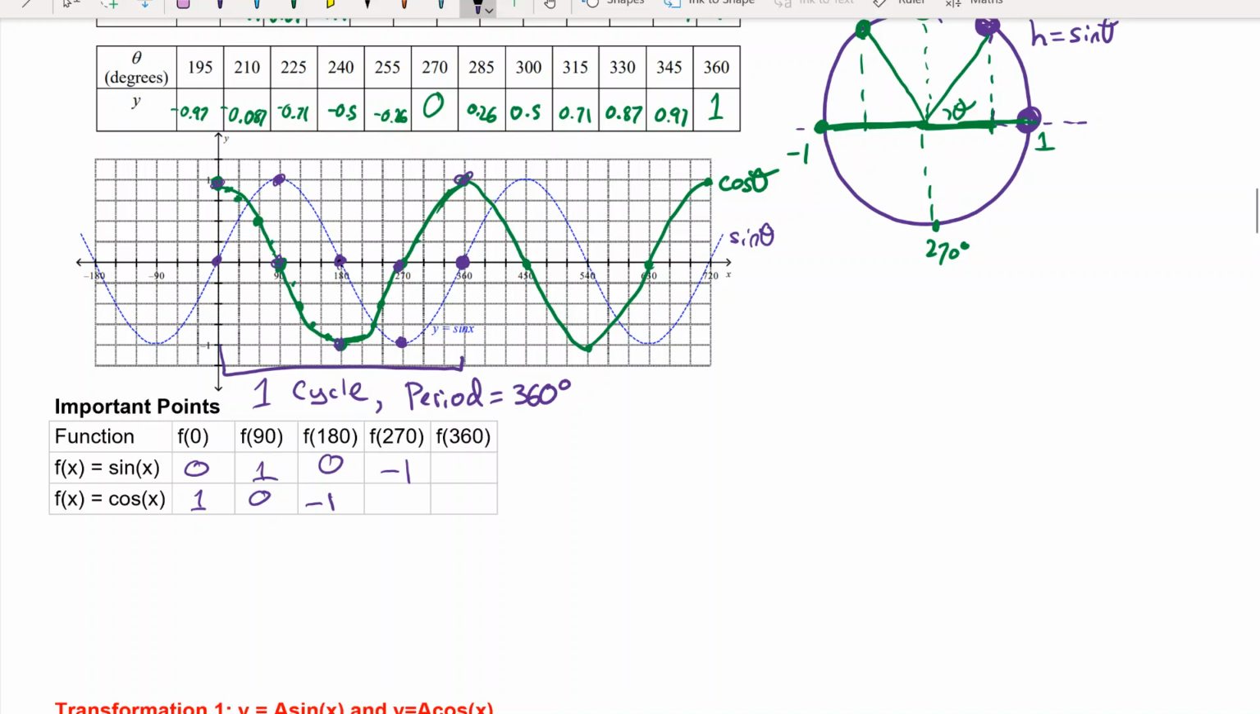And for the cosine function, we're at 0. And then sine of 360, we've gone all the way around the circle, we're back at 0. And the cosine of 360, we've gone all the way back to 1. So with these 5 points, we're able to transform any sine or cosine function.